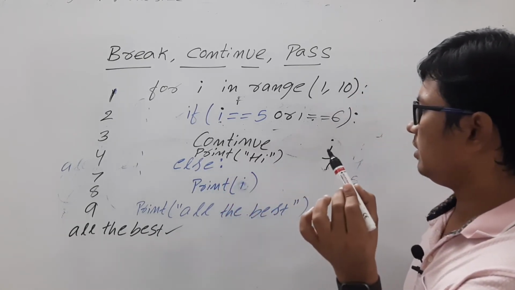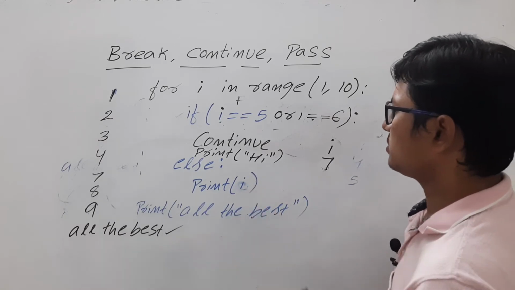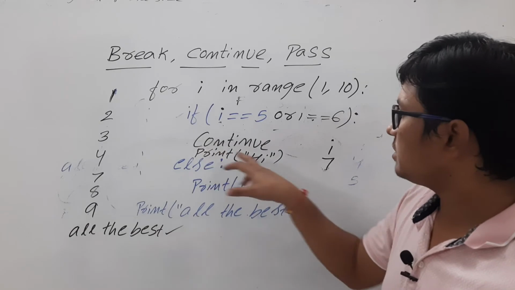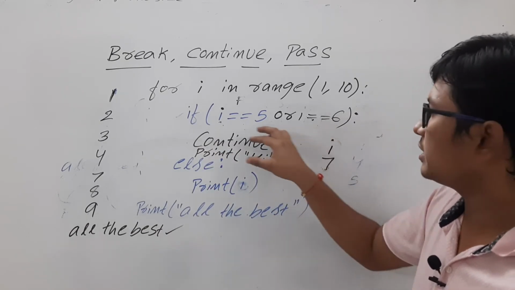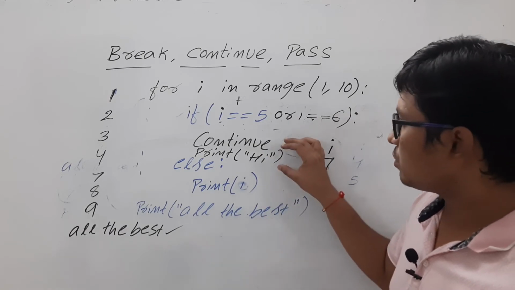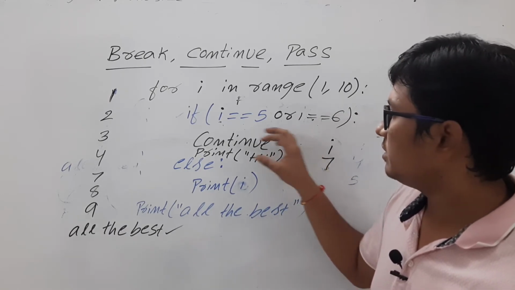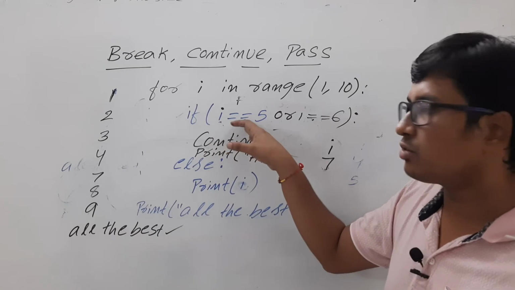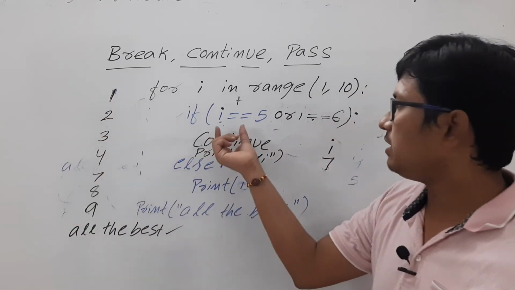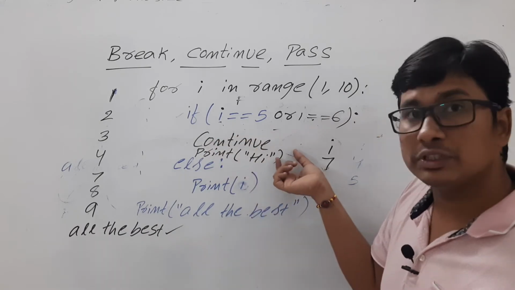Okay. The output will be the same, because these are the two statements you want to execute whenever i is equal to 5 or i is equal to 6. Whenever i is not equal to 5 or 6, the else statement will be executed. When i is equal to 5, these two statements need to be executed.